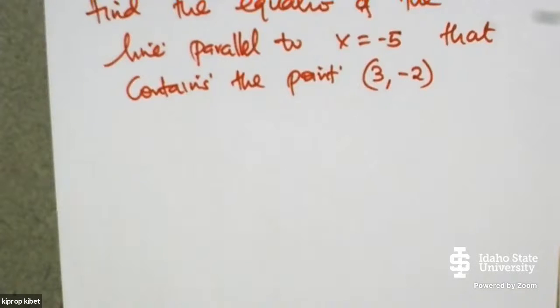Without solving, what is the equation of the line which is parallel to that? x equals 3. Yes, x equals 3. We don't even have to solve it. The line x equals -5 is a vertical line, so the other one which is parallel has the point x equals 3.